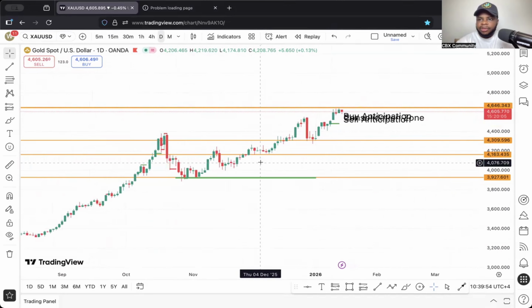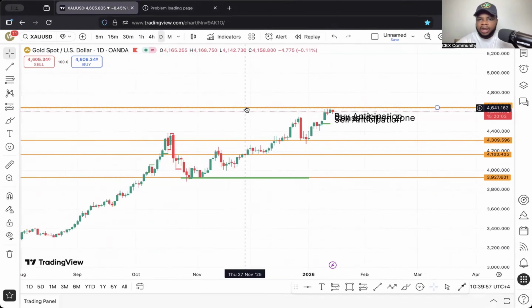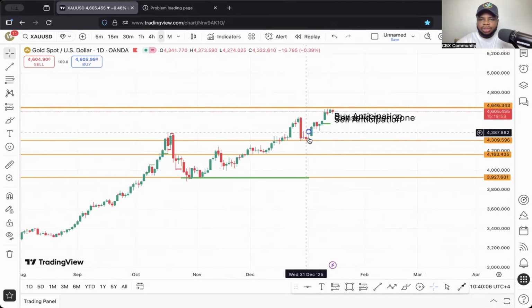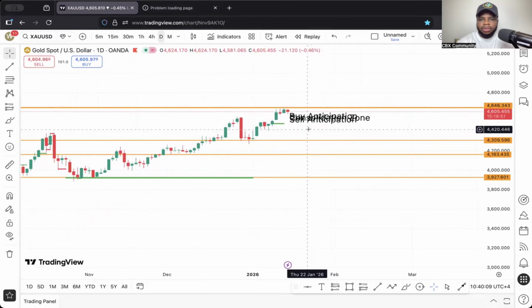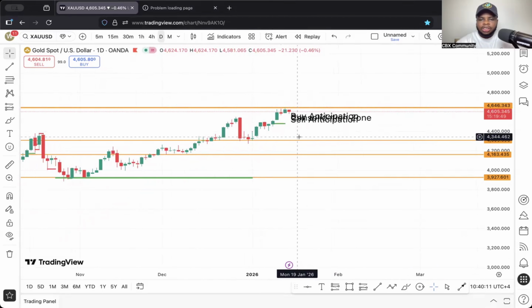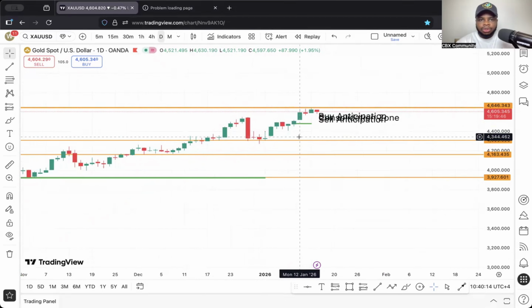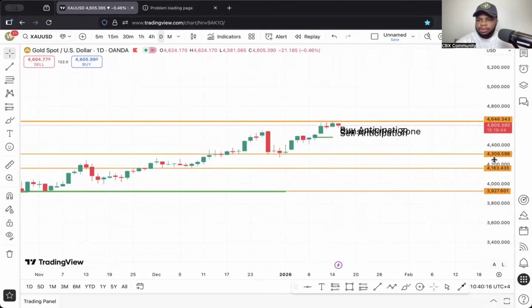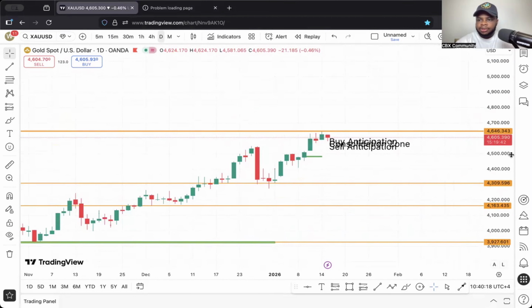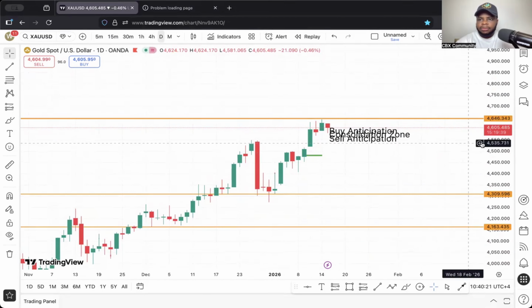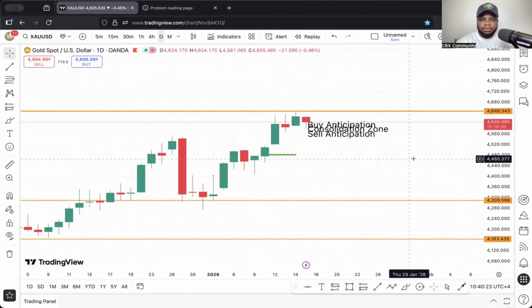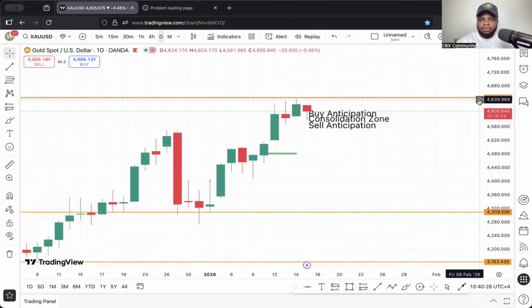Looking at the formation of the daily market condition, this is the high of the month's candle, and this is the all-time high on gold, while this is the low of the month's candle. So from this high to this low, looking at the condition of how the market structure is, we are in a consolidation zone. Let's zoom the chart a little bit. So we are in a consolidation zone.